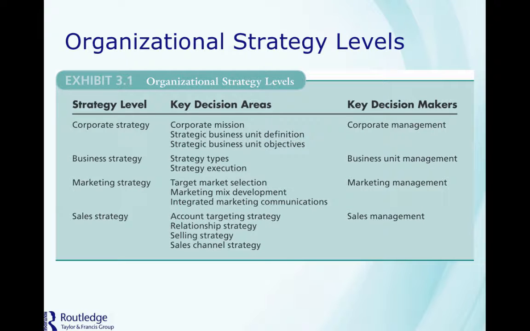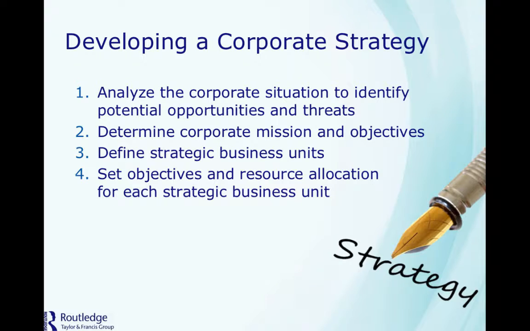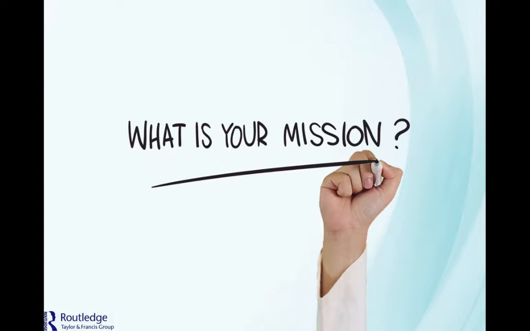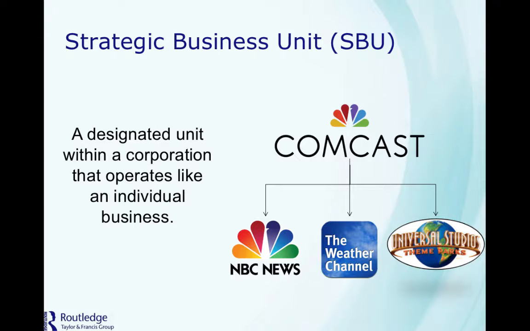From Chapter 3, the different roles within the firm, different types of strategy, the key decision points within those types of strategy, where sales management falls in that, and the different types of management levels regarding those different strategies. The steps of developing a corporate strategy.